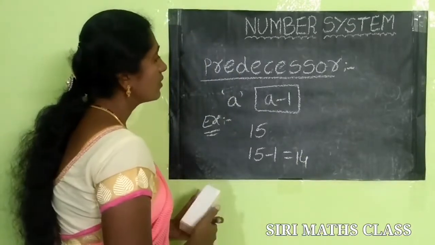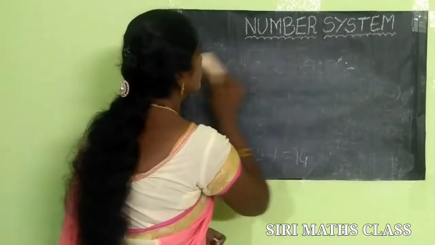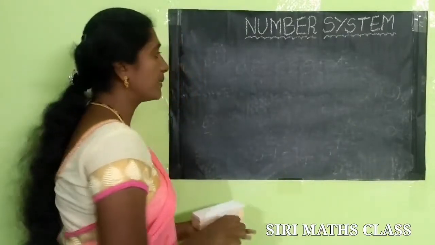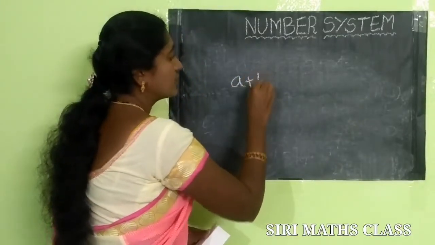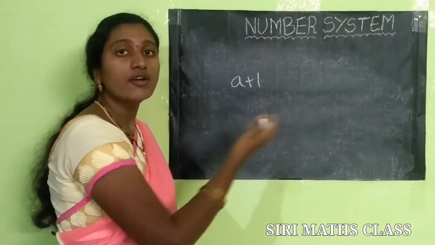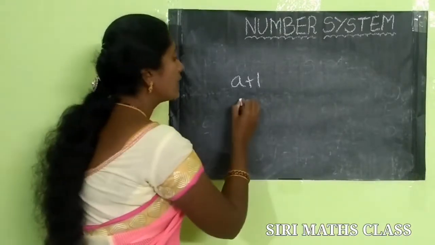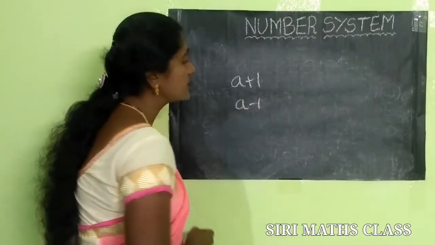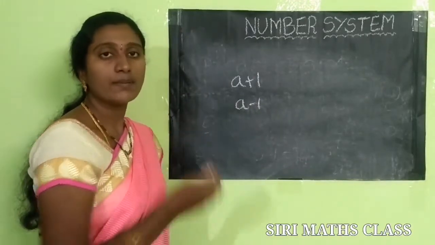Here compare these two. Successor means A plus 1, the number next to the number. And the predecessor of a number is nothing but the number before the number.